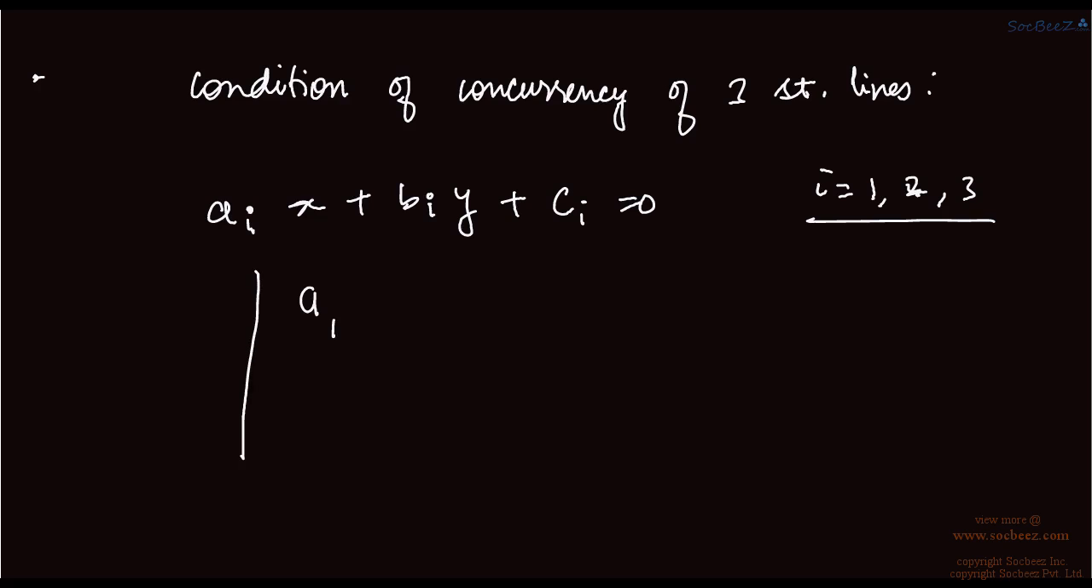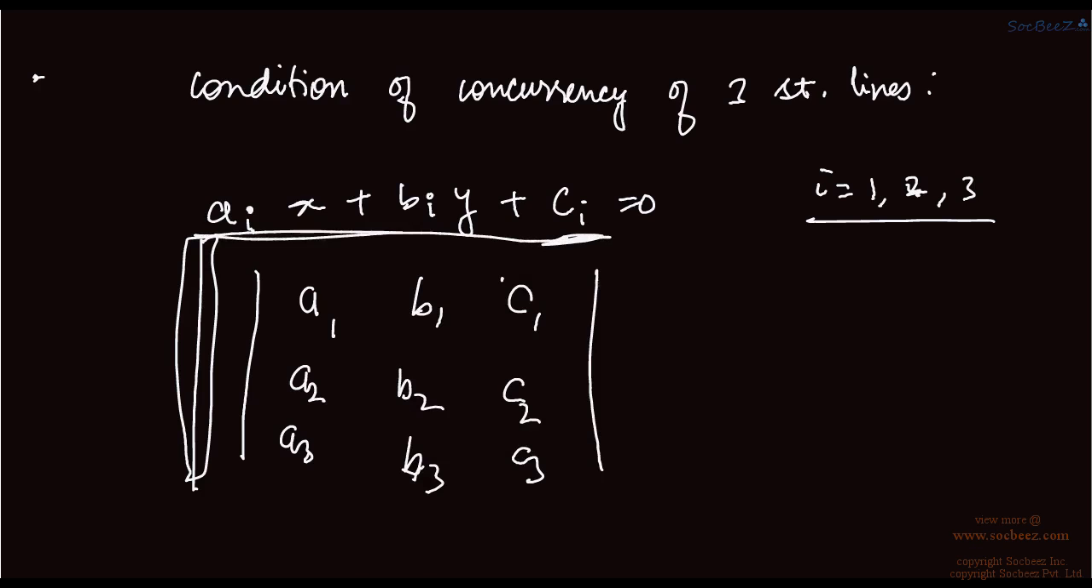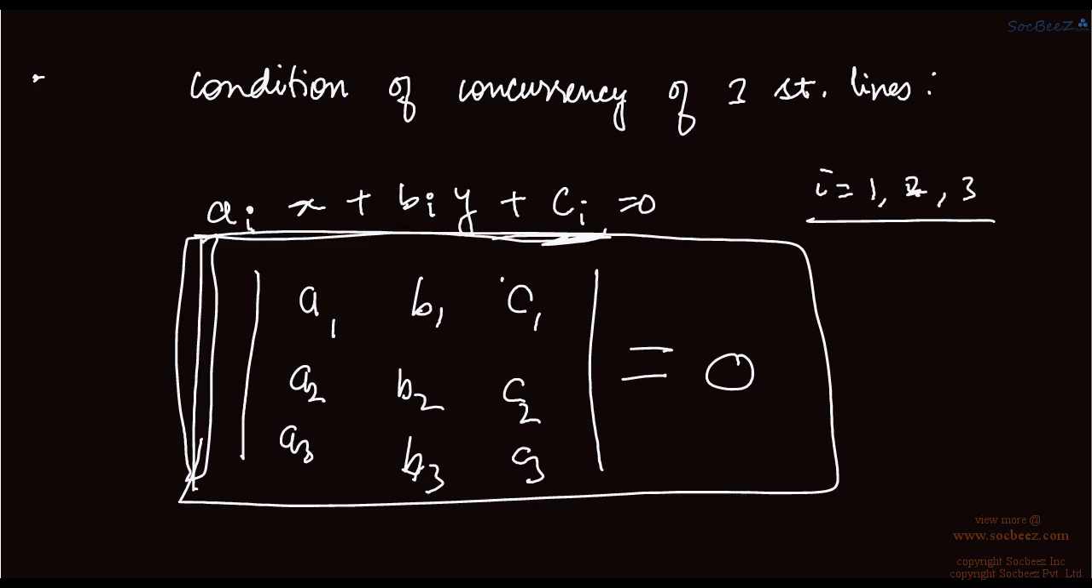Then the condition of concurrency is given by the determinant: a1, a2, a3, the x coefficients, then b1, b2, b3, which is the y coefficients, then c1, c2, c3, which is the constant terms. Okay, so if this determinant is 0, then you will get that these three lines are concurrent. That is, concurrent means they cut at the same point. A point is common in all the three lines L1, L2 and L3. Okay.